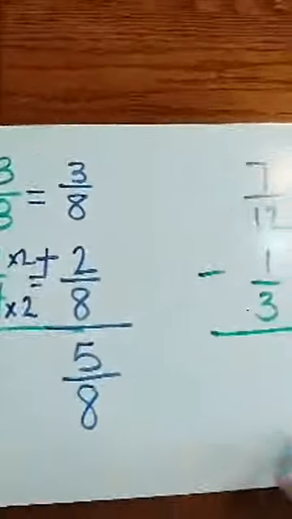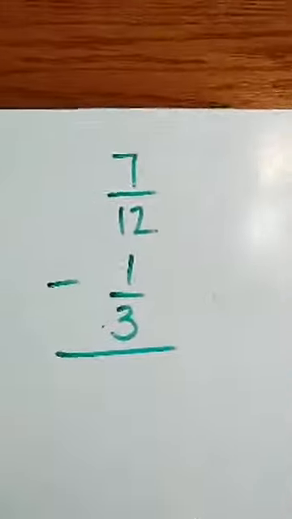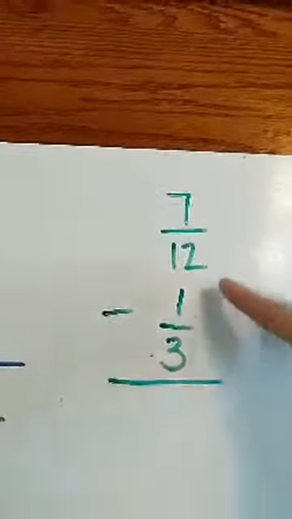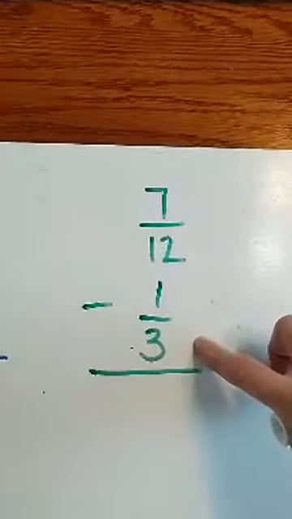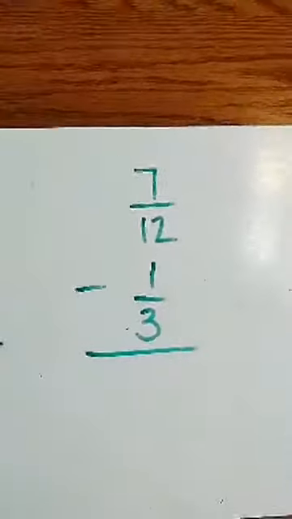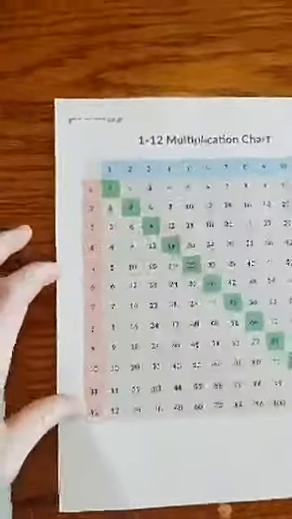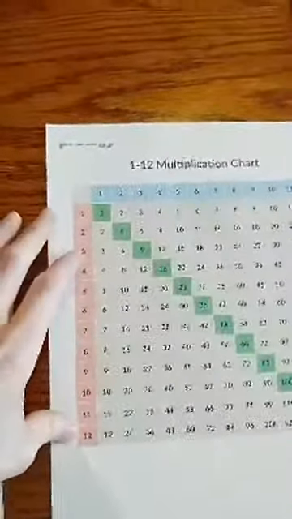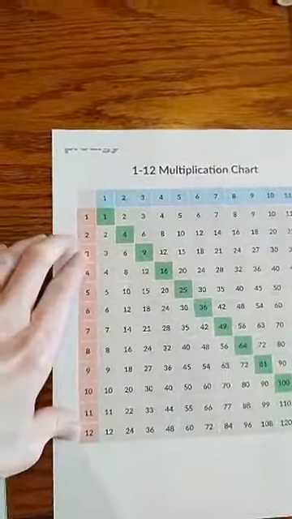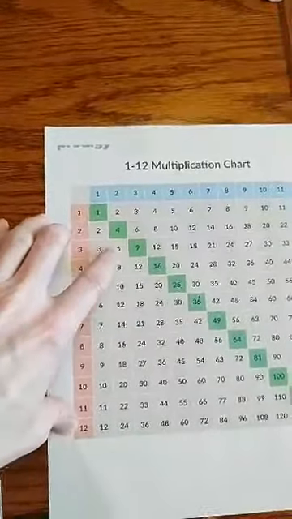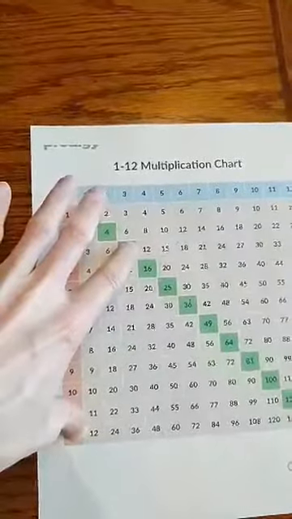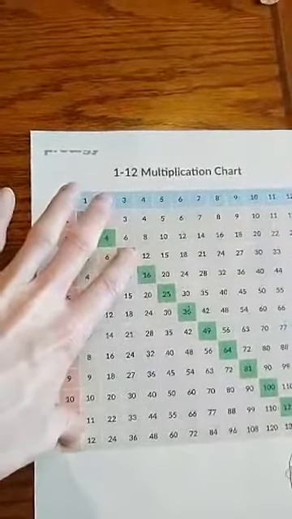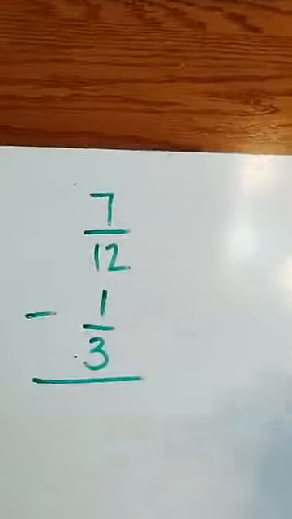Okay, let's look at a subtraction problem. Well, here we are again. We do not have like denominators. They are not the same. We need to find their least common multiple, the first number they have in common. So I'm again going to use my multiplication chart. I'm going to put my finger on 12, and I'm going to put my finger on 3, and I'm going to go across until I see something they have in common. Well, there it is. They both have 12. So that's my least common multiple. 12 is what I'm going to use for my denominator.